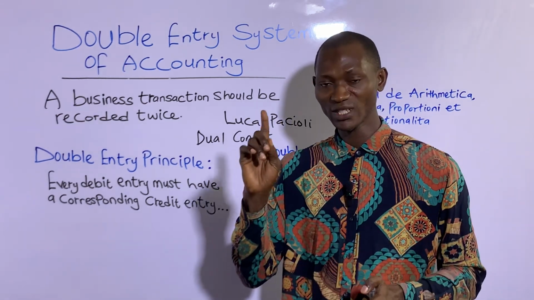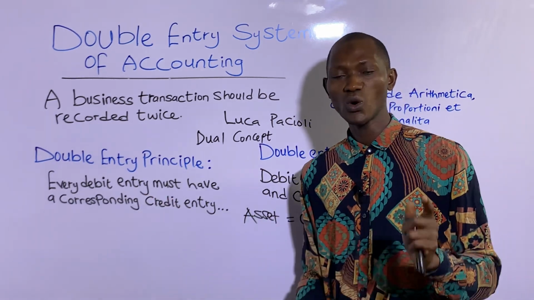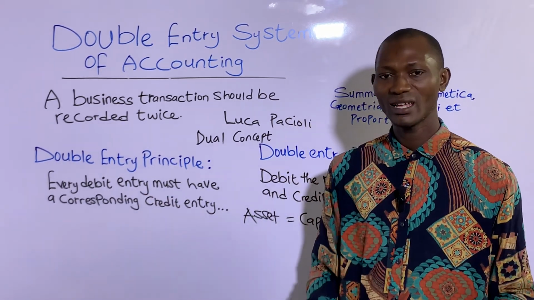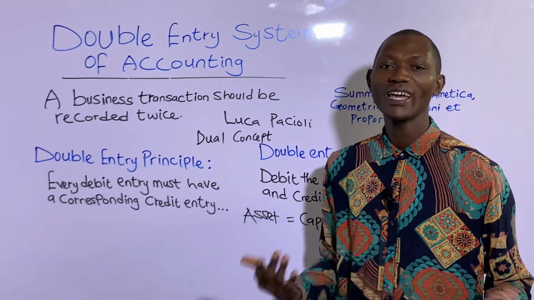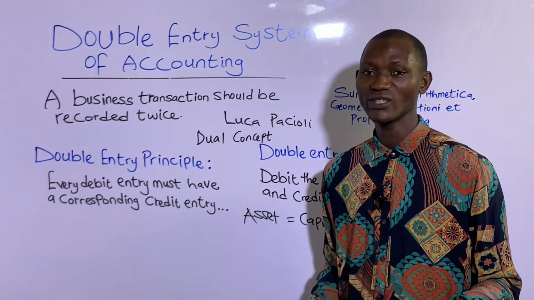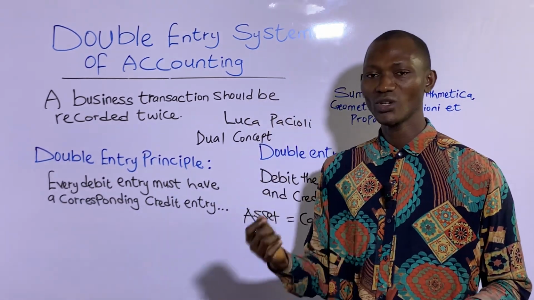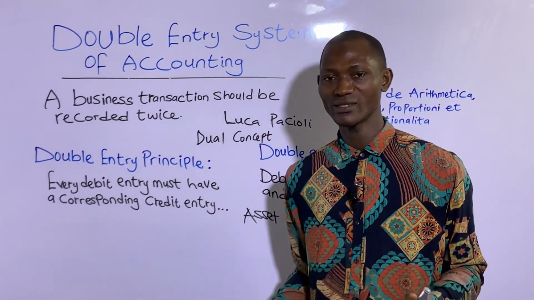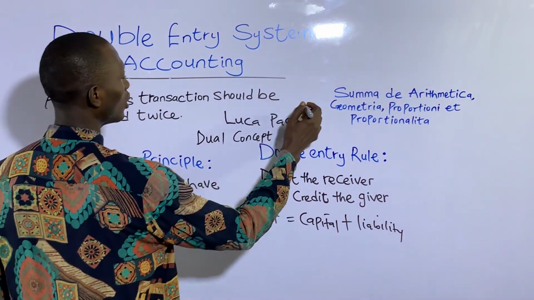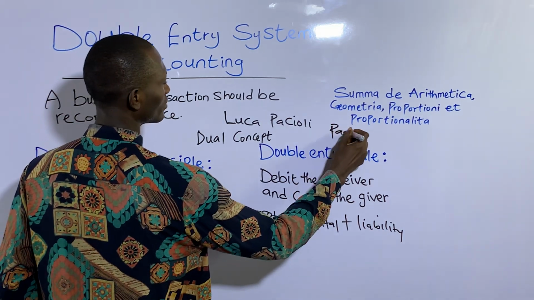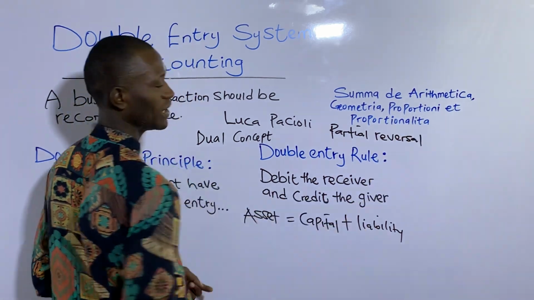That means in every financial transaction, the double entry principle is saying one account must be debited and the other account must be credited. So it will be an error whereby in a transaction you are debiting one account twice or you are crediting one account twice. In accounting, that's an error, and we call that error partial reversal of entry.